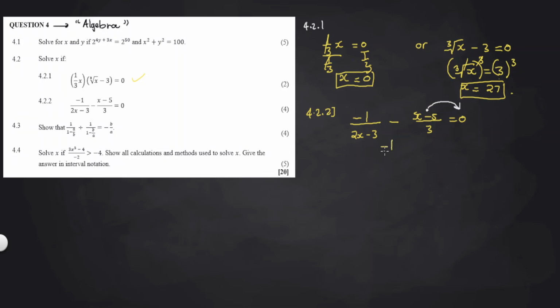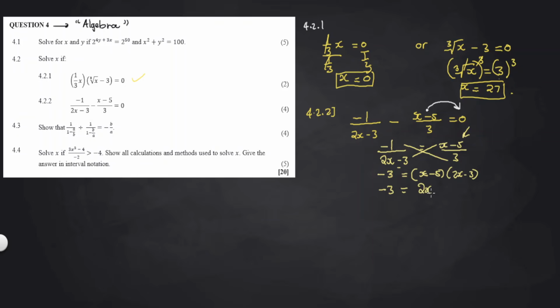So you have negative 1 over 2x minus 3 equal to, we take this along with its sign and transpose it to the right hand side. You have x minus 5 over 3. It's no longer negative but positive on the right hand side. Then what do we do next? We cross multiply. 3 times negative 1, that's negative 3, equal to x minus 5, multiplied by 2x minus 3. I'm cross multiplying. Then we will have to FOIL.